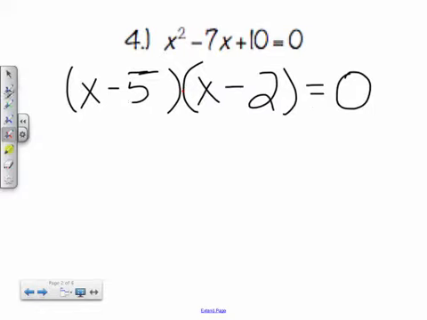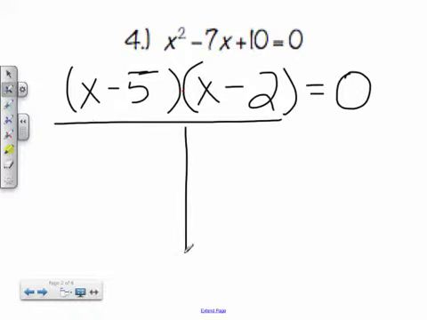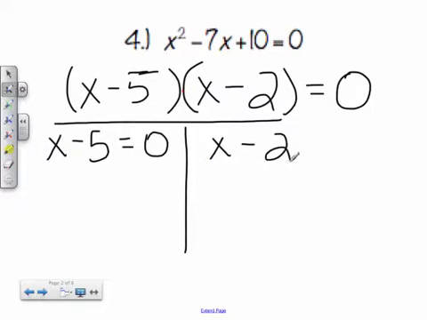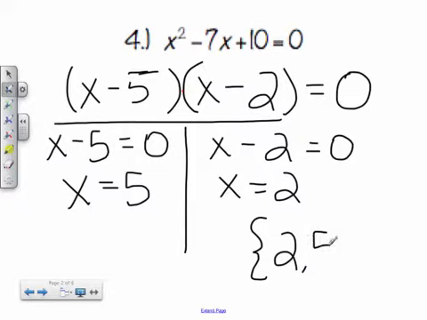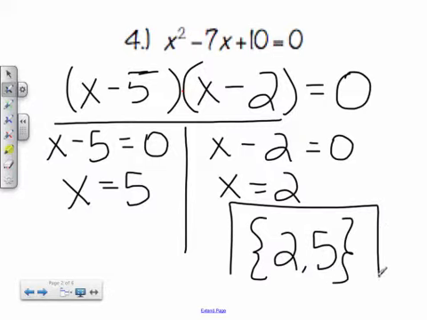Now, because I have the product of two binomials equal to 0, I can automatically conclude that one of these factors could possibly be 0. So I'm going to set each factor equal to 0. My first factor is x minus 5, and I'm going to set that equal to 0. And then my second factor is x minus 2, and I'm going to say that also equals 0. To solve the first equation, I would add 5 to both sides, which means that x equals 5. And here I would add 2 to both sides, which means that x equals 2. So that means that my final answer is going to be 2 and 5. Both are possible solutions to my quadratic equation above.